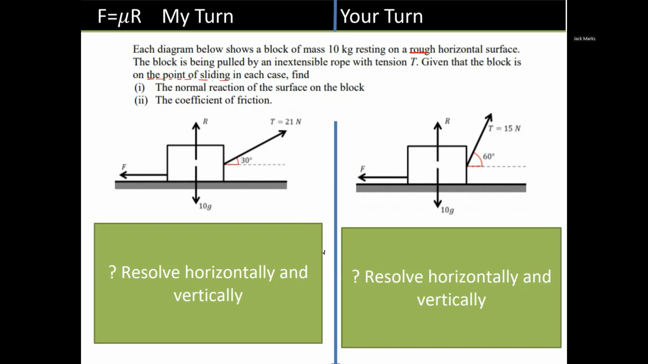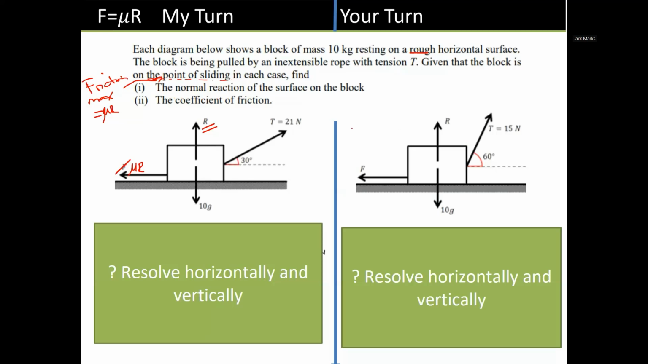So the phrase "the point of sliding" might sort of not sound very important, but it is. It tells you that friction is at its maximum, okay? Which means that you can use it as an equation with mu R, which is what we saw on the slide before. So F over here, I'm actually going to write that as mu R. I just find it more useful, okay? So find the normal reaction of the surface on the block. So that's this one here. And then we actually need to find out what mu is in this question.